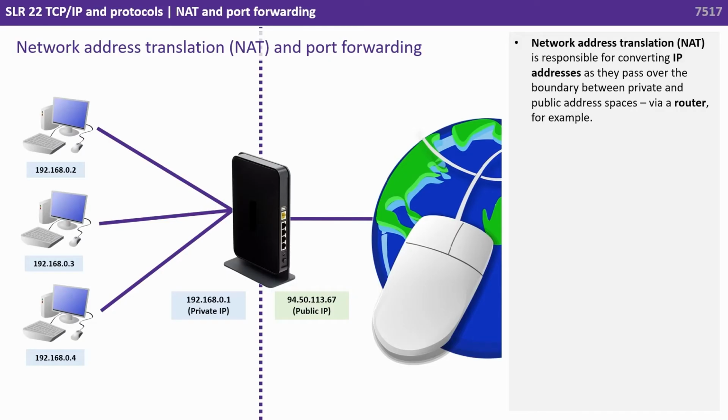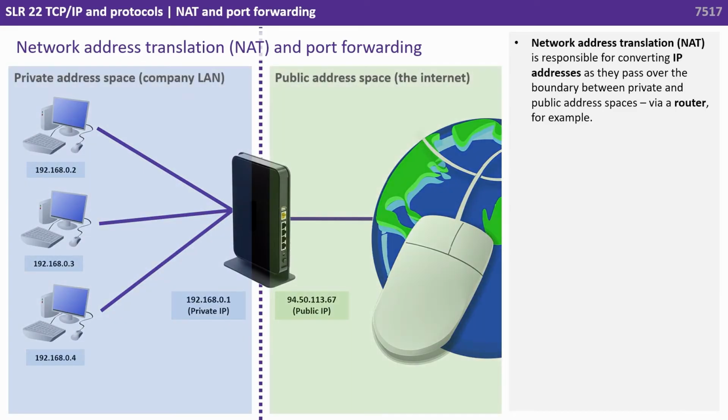So Network Address Translation, or NAT for short, is responsible for converting IP addresses as they pass over the boundary between private and public address spaces via a router, for example.